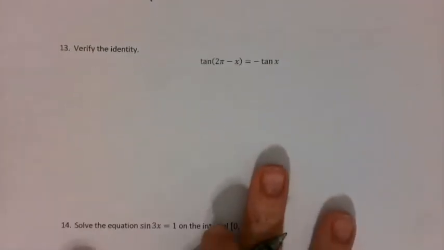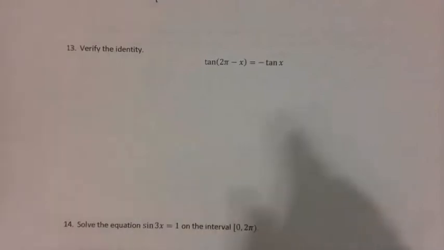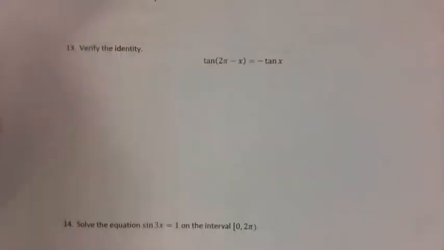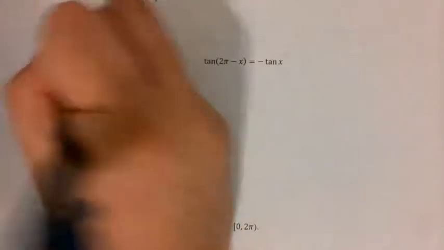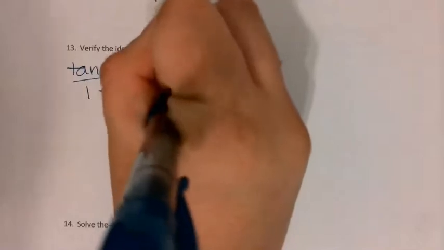Okay, number 13 wants me to verify this identity. Because I see a minus sign, I'm going to use the difference formula for tangent. That's also right here on my reference formula. So I'm going to have tangent 2 pi minus tangent x over 1 plus tangent 2 pi tangent x, and this will equal negative tan.